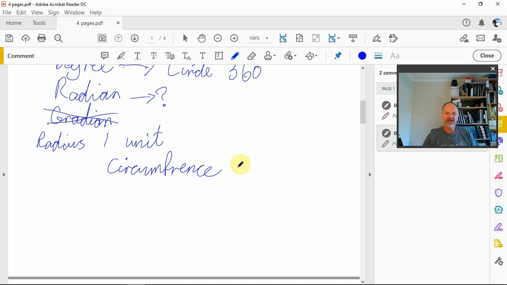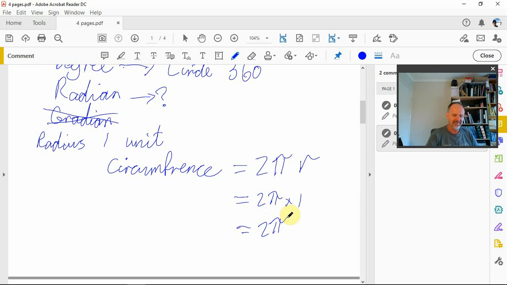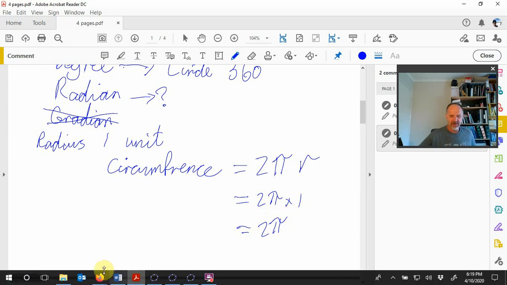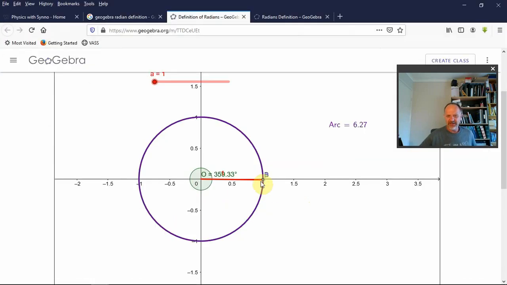And circumference of a circle is 2 pi r. So the circumference around the circle with a radius of 1 unit is 2 pi times 1, which is 2 pi. So what's that saying? Well, for this circle here of 1 unit, that distance around the circle, which is the arc length, is 2 pi.